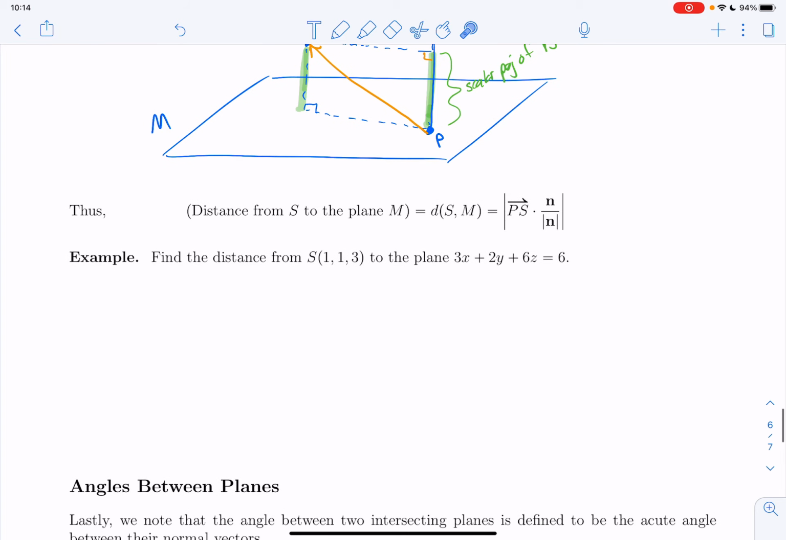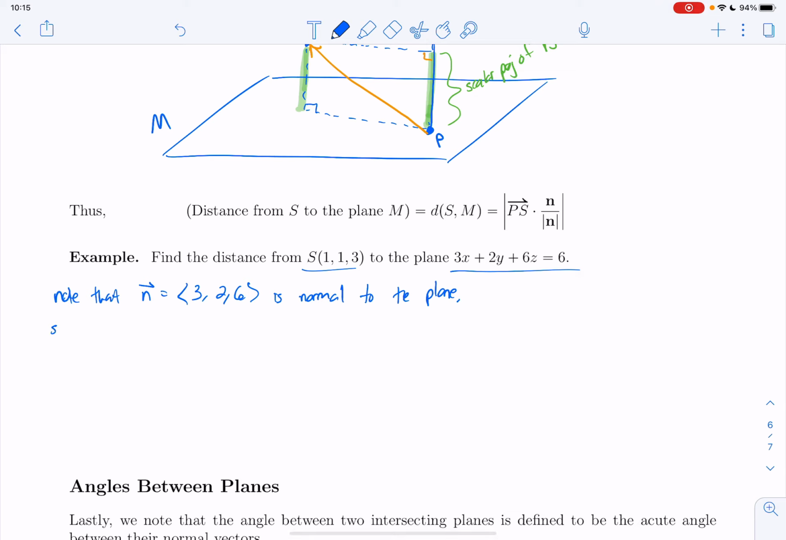So we can do a quick example here. If I wanted to take this distance to the distance from that point to this plane, we might note that the vector n, taken to be component-wise 3, 2, 6, is normal to the plane. So we'll also say, note that we need to find a point P on this plane.